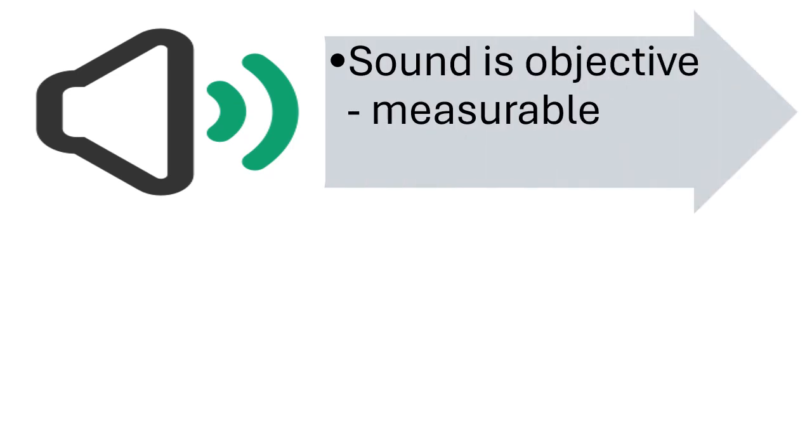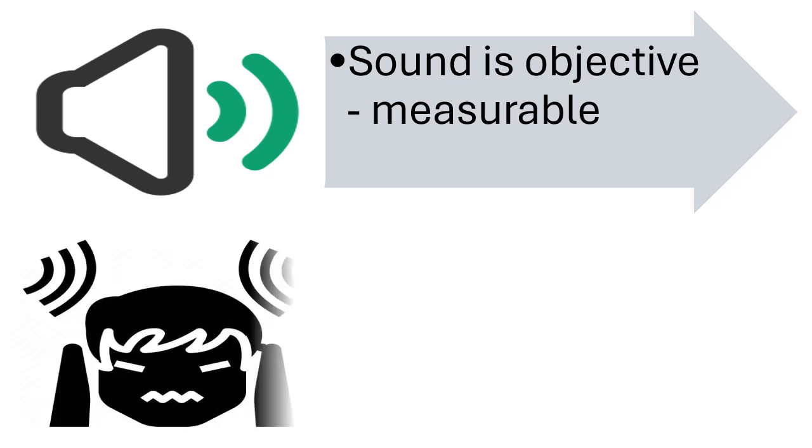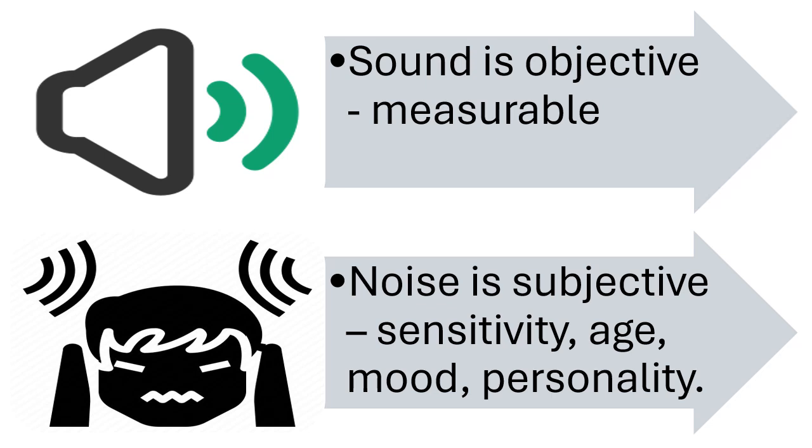Now, having said all that, I must say that we must understand the difference between sound and noise. Although the intensity of both can be the same if we measure it objectively, sound is something objective. When we talk of sound, it is something that is measurable. Whereas when we talk about noise, then we are introducing an element of subjectivity, and it is influenced by our age, our sensitivity, our mood, personality, and so many other factors.